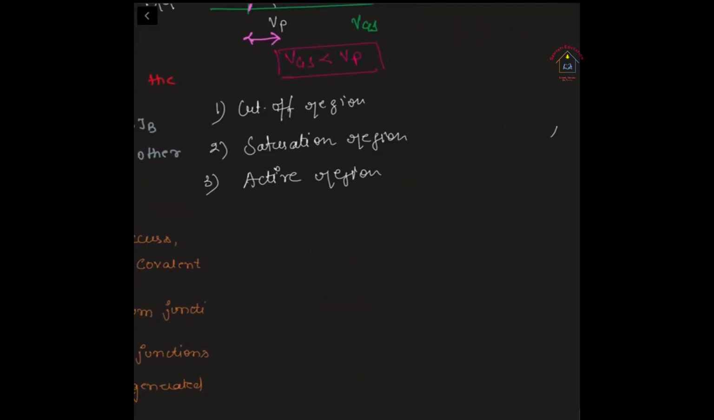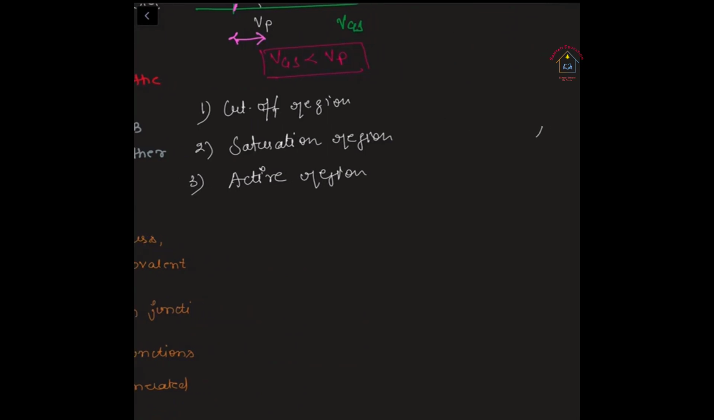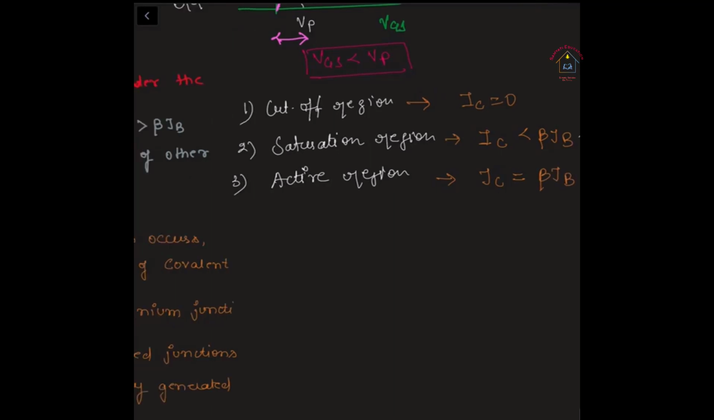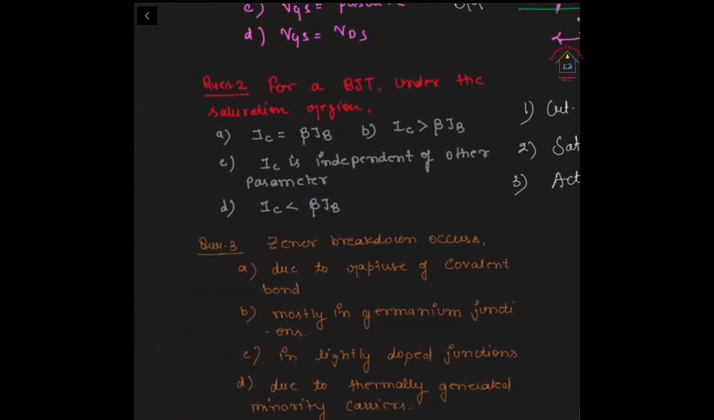Okay, so cutoff region works like an off switch. So here collector current will be 0. In saturation region, collector current should be less than beta IB. And in active region, collector current is always equal to beta IB. So from this analysis, we can see the options here and we will get the option D is correct.